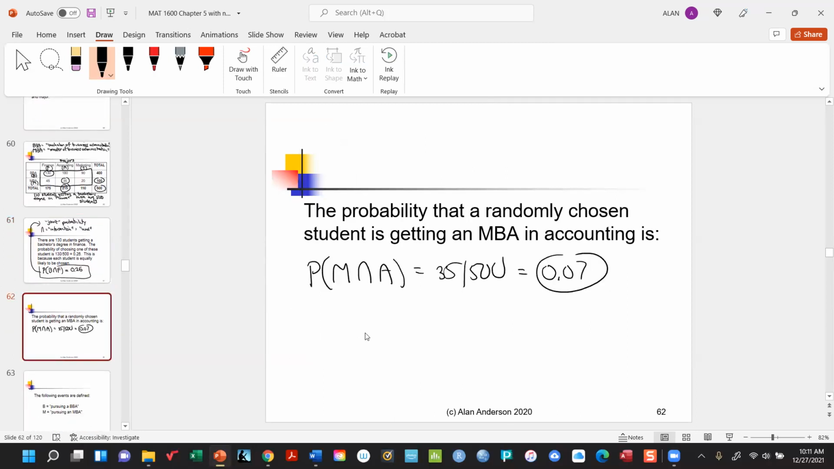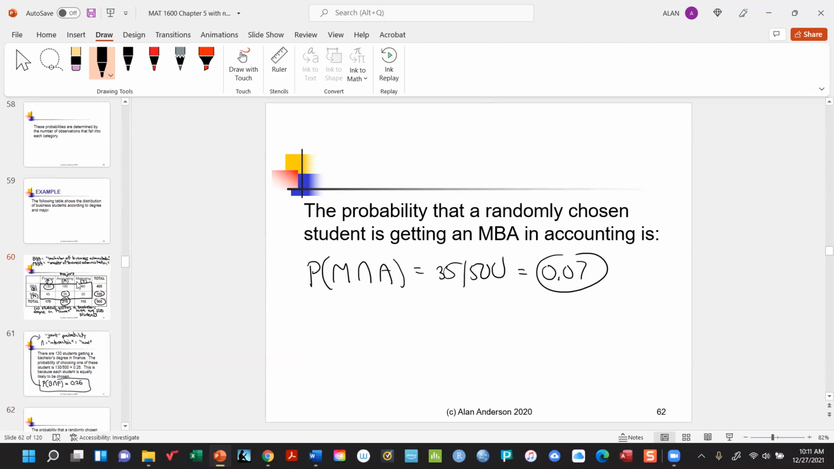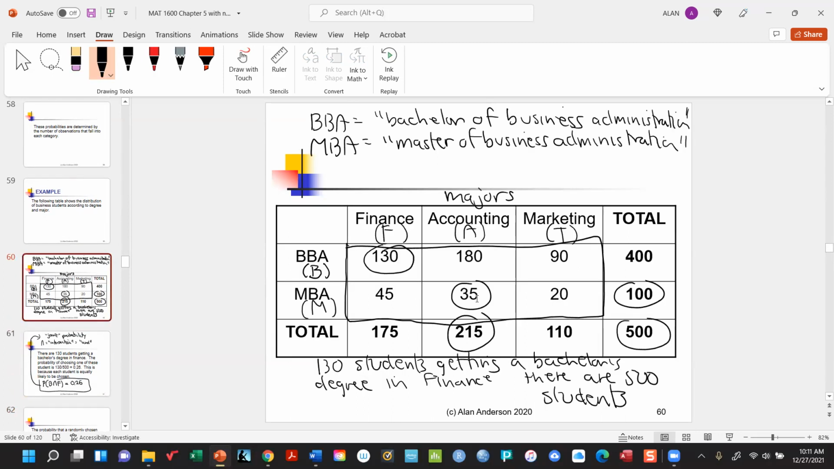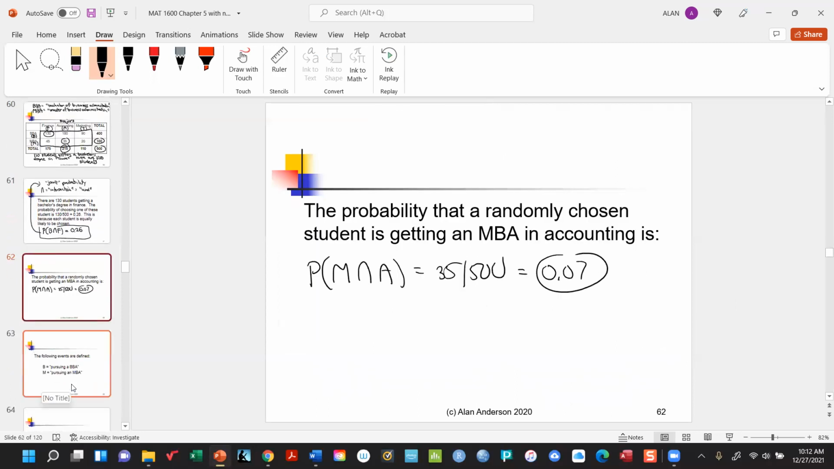How about MBA in accounting? Let's go back to the table for a second. That's why this is circled, by the way. Those are the two examples I chose. What's the probability that we've chosen somebody who's getting their MBA in accounting? It's 35 out of 500, because there are only 35 people who are doing both, getting their MBA and studying accounting, out of 500. And so that probability, which is written as M and A, or M intersect A, is 35 out of 500, or 7%.